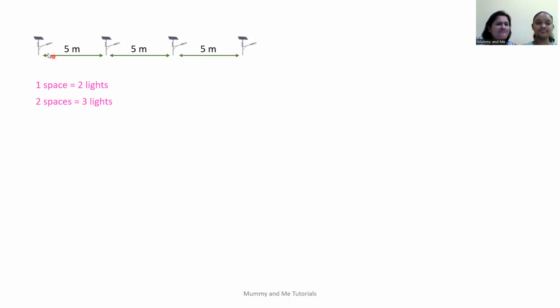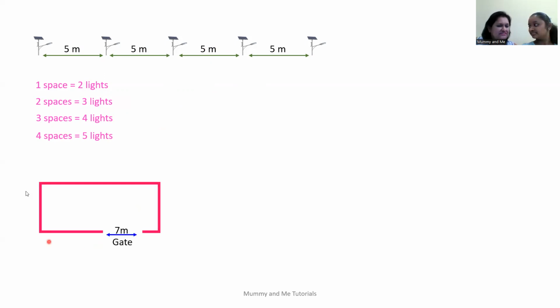And if I have 4 lights, 1, 2, 3, 4 lights, how many spaces do we have? 1, 2, 3 spaces, and each space is 5 meters. So 3 spaces equal 4 lights. And let's do one more. If I have 1, 2, 3, 4, 5 lights, how many spaces do we have? 1, 2, 3, 4 spaces, and each space is 5 meters. So 4 spaces equal 5 lights.